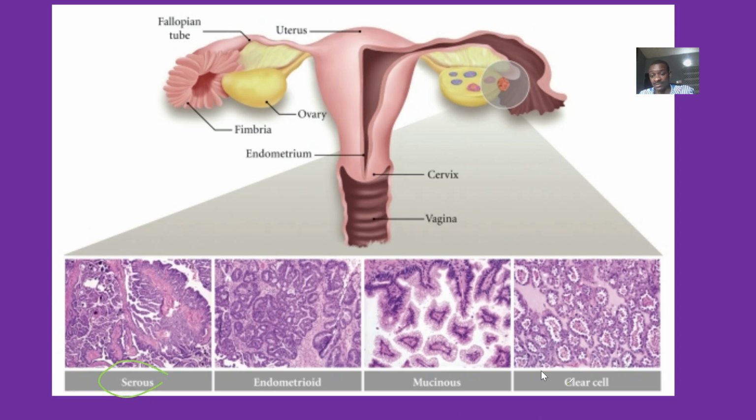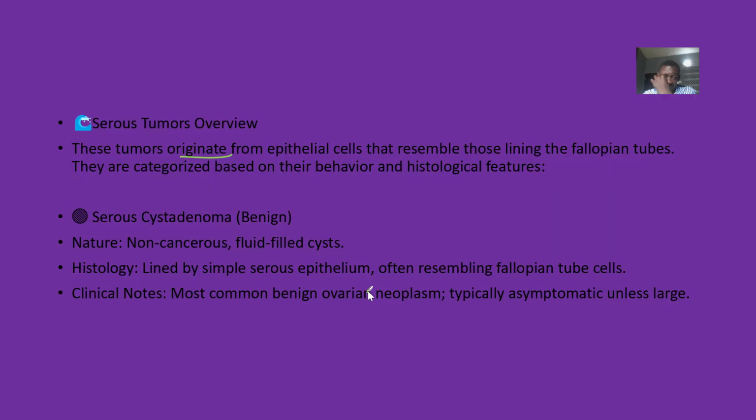There are other types. Like I told you, you have the endometrioid, you have the mucinous, you have the clear cell type. Okay. So for the serous cystadenoma, they are non-cancerous, they are benign, they are friendly, they are fluid filled. Histology is lined by simple serous epithelium, often resembling what? Fallopian tube cells. Clinical notes: they are the most common benign tumors you have.